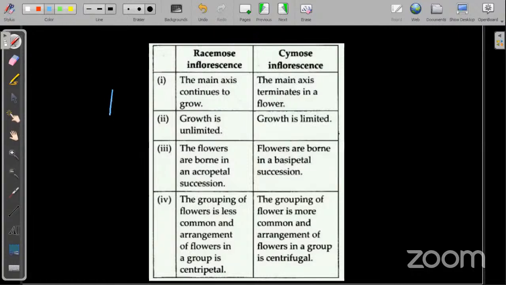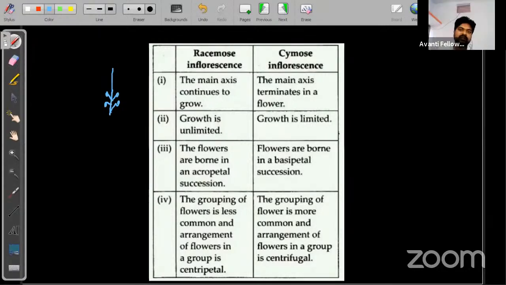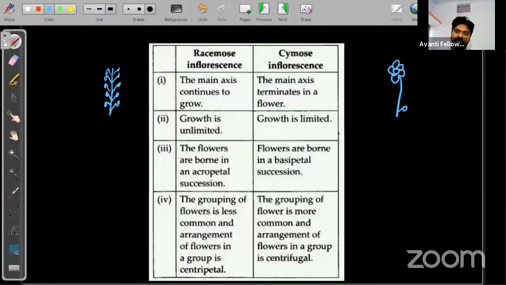This is the main axis, and this main axis will continue to grow, and here the flower gets generated or develops. Okay, like that. But in case of cymose, the main axis terminates in a flower. That means a flower is generated on the main axis apex. Okay, and new flowers start developing on the basal side, like that. So new flowers are developed on the basal side.